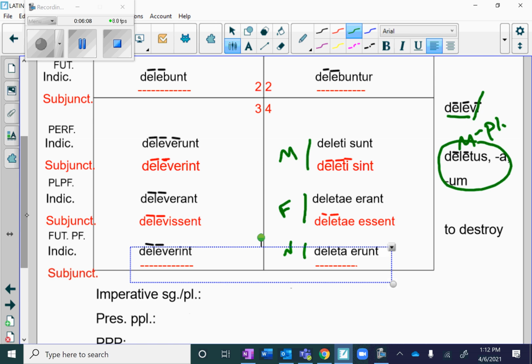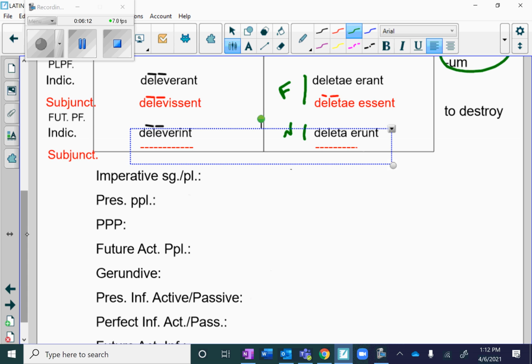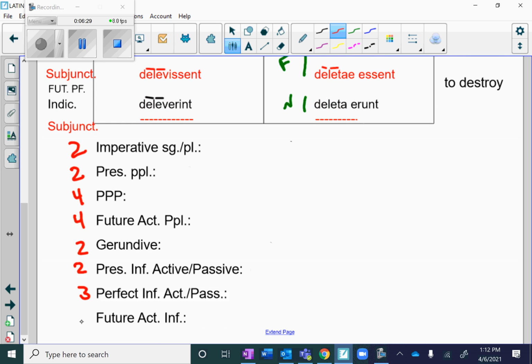Okay, moving on to the imperatives. So for the imperatives, I'm going to note the principal part here that you use for the imperatives. Use the second, present participle second, PPP fourth, future active fourth, gerundive second, present infinitive second, perfect infinitive third, future active infinitive we'll be using the fourth.